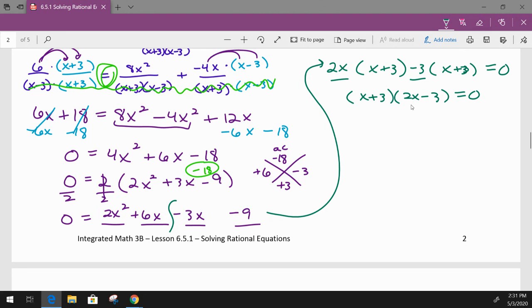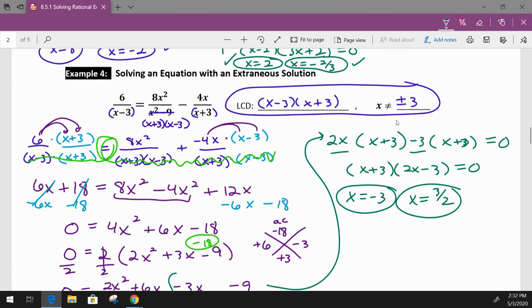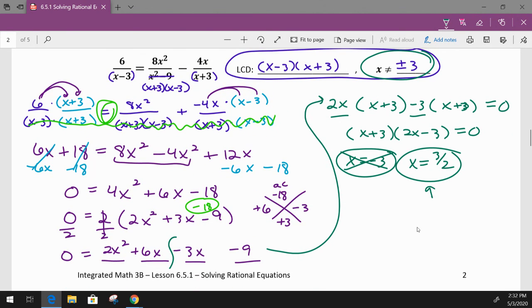Set each one equal to 0, and x would equal negative 3 for your first factor, and then x would equal positive 3/2 would be your second solution. Again, once you get your solutions, don't forget to go back and check with your undefined values. Well, our denominators were x plus 3 and x minus 3. So negative 3 would make this denominator 0 and would make the fraction undefined. So that is an extraneous solution. So the only solution to this original rational equation is 3/2.